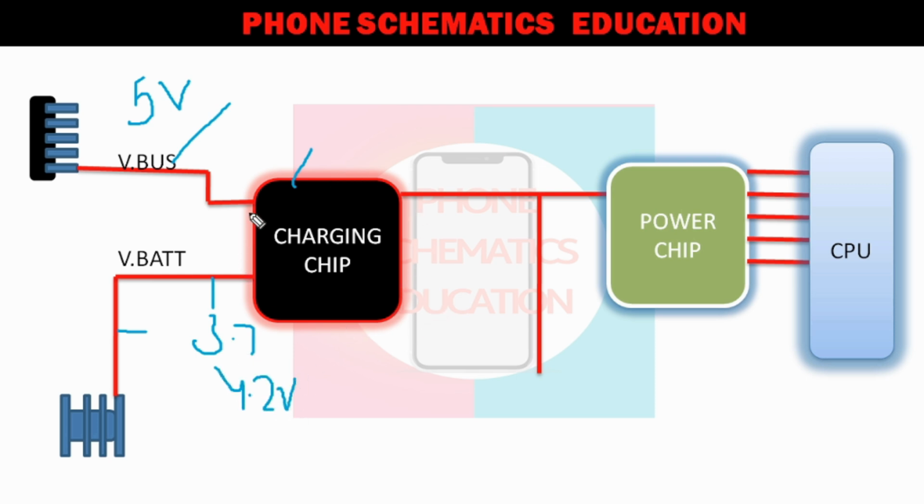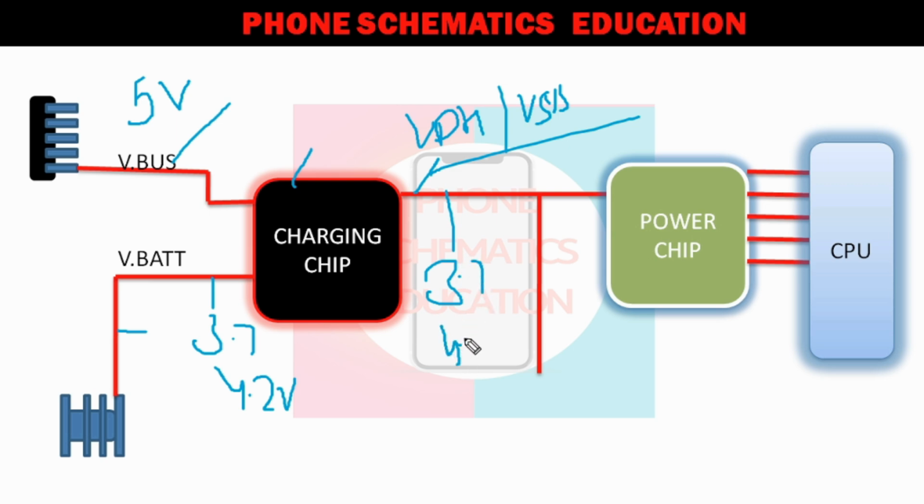After the charging chip, also called the DC to DC IC, processes this voltage, it creates another voltage called VPH, also called V system. In this line, you will get 3.7 to 4.2 volts. Now this line goes to many sections like network, audio, light, and all of the sections, Wi-Fi, Bluetooth.